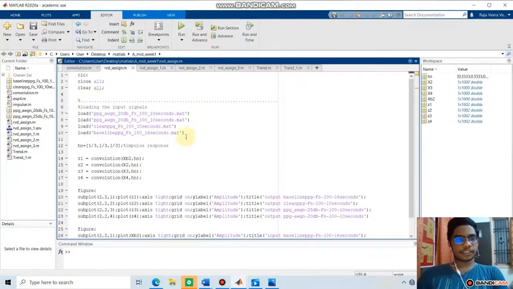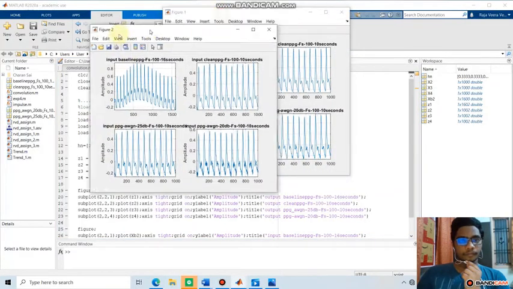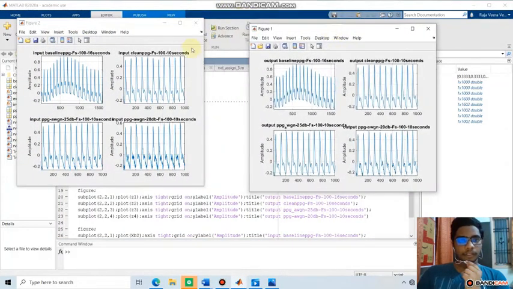Now for system 1, initially we load all the four given inputs. The impulse response for system 1 is 1 by 3, 1 by 3, 1 by 3. And then we call the convolution function for the four input functions, represented by xb2, x2, x3, x4. The outputs obtained will be represented as z1, z2, z3 and z4. When we run the code, these are the input signals which are given, and these are the output signals obtained after convolution.